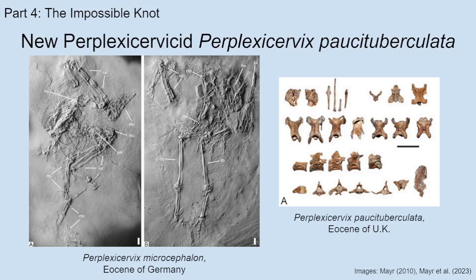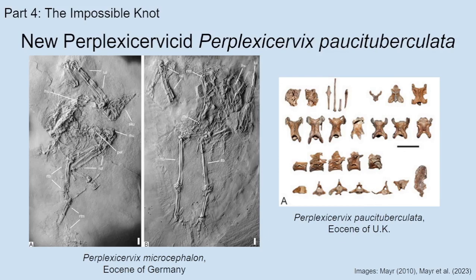Because we have vertebrae of this new species, and it also has these weird bumps on the neck vertebrae, it was suggested that this is probably a close relative to Perplexicervix from Germany, and it was classified in the same genus. So we actually have more than just the neck vertebrae. There are additional specimens that have other parts of the body as well. And so this new species was named Perplexicervix pulsituberculata, quite a mouthful of a name.